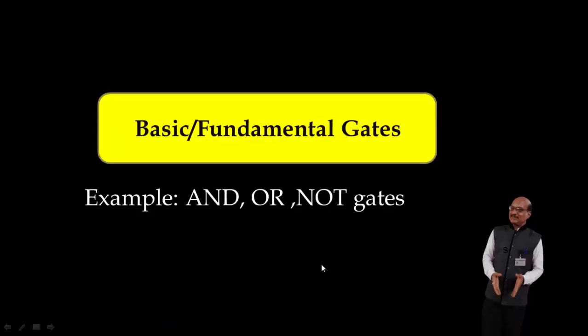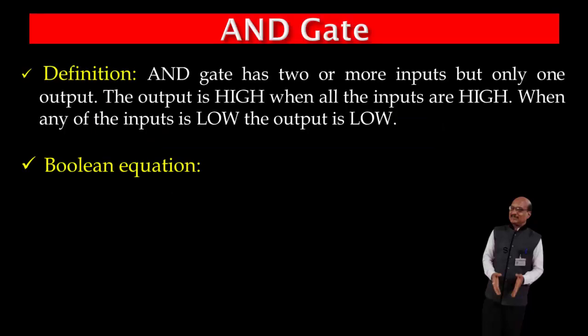Now we are going to study the basic or fundamental gates, that is AND, OR and NOT in detail. Now let us consider the first gate, that is AND gate. So firstly we see what is the definition of AND gate. So AND gate has 2 or more inputs but only one output.